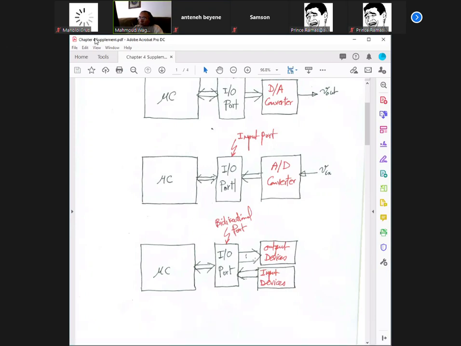An input device and an output device connected together to an I/O port. And so that's going to be bidirectional. So you can use this port as an output and you can use it as an input. What is the difference? It's a matter of configuration. Whatever you configured as an output is going to act as an output. Whatever you configured as an input is going to act as an input.